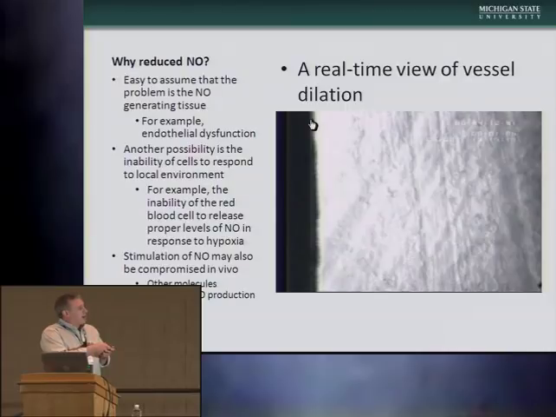Why the reduced nitric oxide? Well, in people who have blood flow problems, they generally do have reduced nitric oxide. And one of the easiest answers, and you hear it all the time, is people just saying, well, they obviously have some sort of endothelial dysfunction.